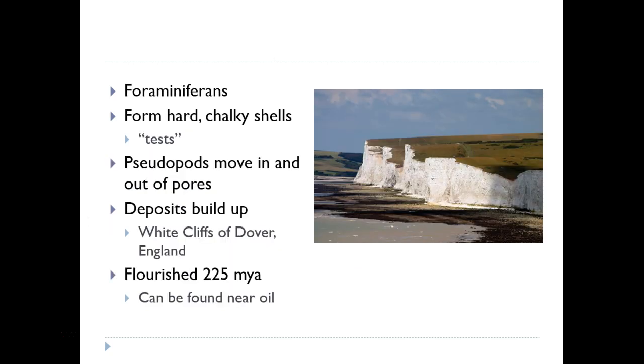The next group are the foraminiferans, and these are kind of an odd group. They do have pseudopods. The pseudopods move in and out of pores, but they actually have these harder, chalky cells called tests. And so they really look nothing like an amoeba. You can see here these deposits that have built up on the cliffs of Dover. They think that they were really present in great populations 225 million years ago. And if you find these foraminiferans, they're often near oil sources, so in drilling, they're looked for a lot.